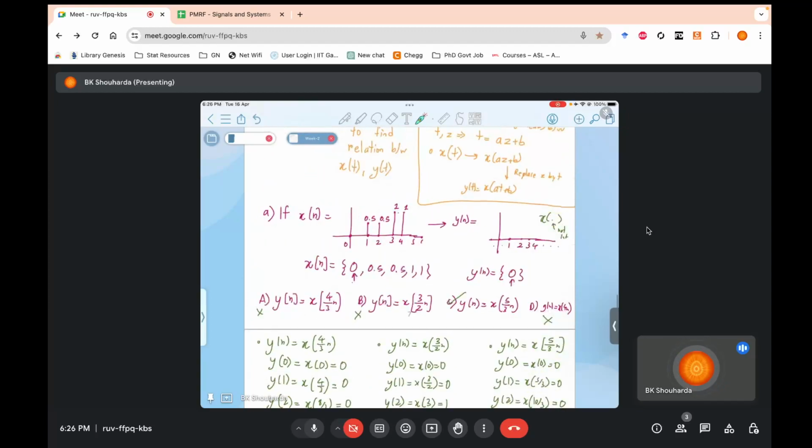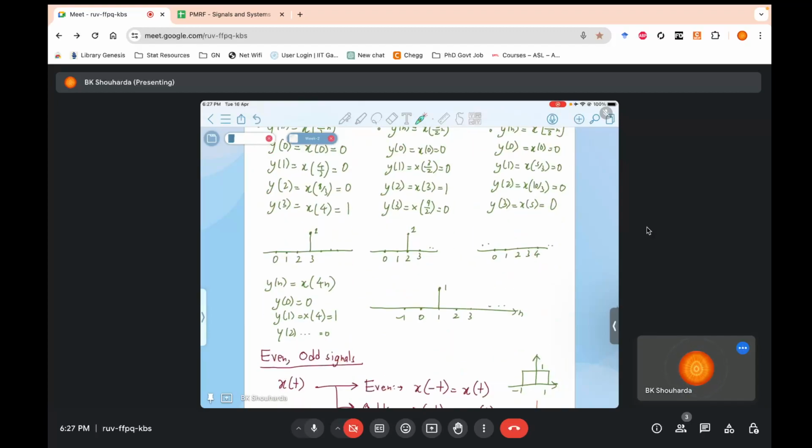And note that for discrete time signals there's something important: the entire thing inside the bracket has to be an integer finally. If it turns out to be not an integer, so let's say you have x of 3 by 2 where x is a discrete time signal, then that value will actually be 0 because the signal does not take any meaning in that.